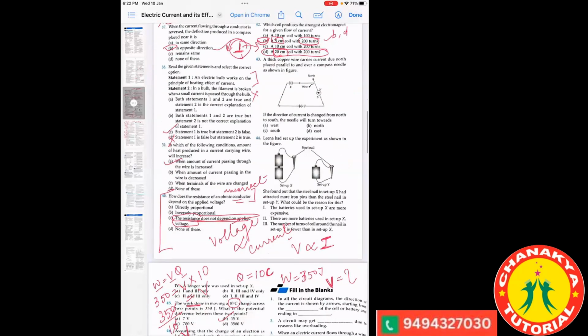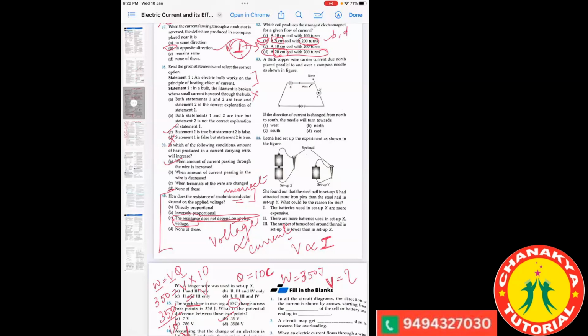Now 43, Varshit. A thick copper wire carrying current due north is placed parallel to and over a compass needle as shown in the figure. If the direction of current is changed from north to south, the needle will turn towards. Ma'am, I wrote option B, north.